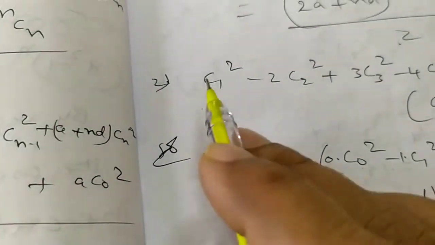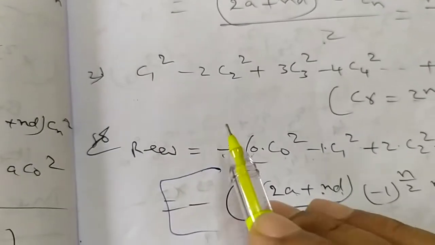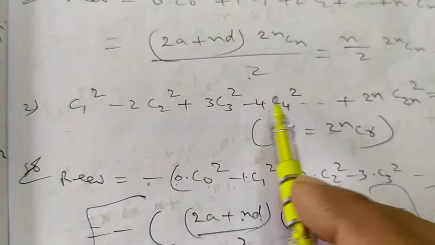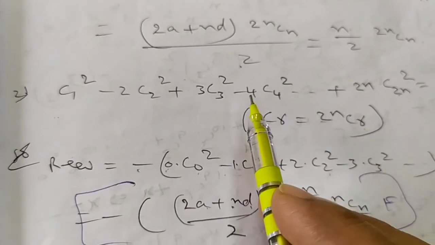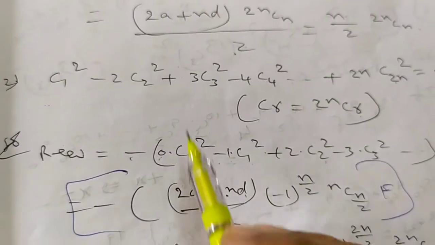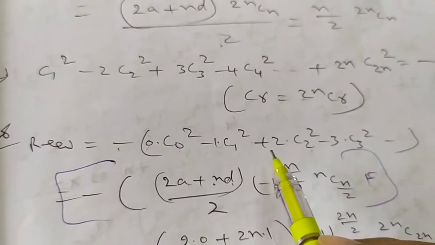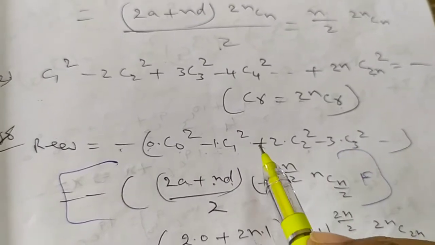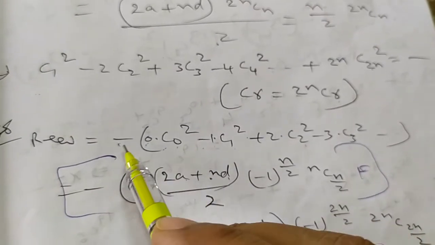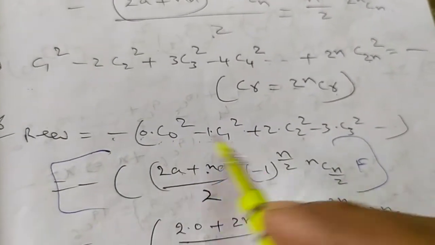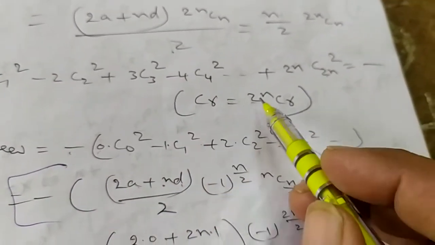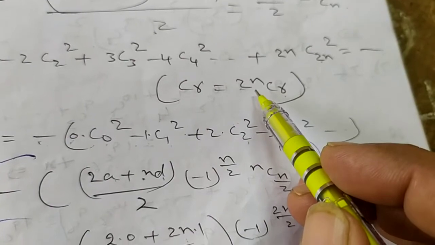So here also the first term is missing. So the first term is clearly 0 into c0 square. So again this required expression can be written as minus of 0 into c0 square minus 1 into c1 square plus 2 into c2 square and so on. See, the given one and this one are both equal. The value of this one is 0. Minus of minus plus term, next to minus of plus minus and so on. And given that Cr is 2n Cr. So in place of n there is 2n.